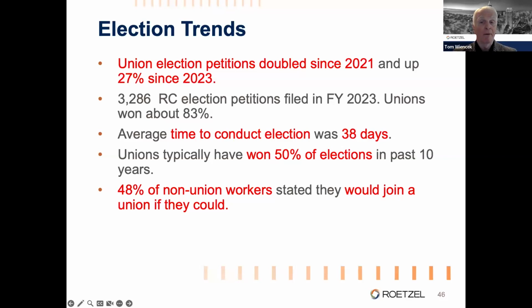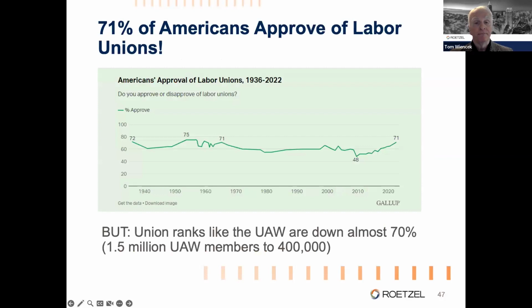So the climate right now, and it may change under Trump, but I think Trump in many respects can be considered sort of a RINO when it comes to unions. The atmosphere right now, I think, is ripe for unionizations. And 71% of Americans now approve of labor unions. That's way up from past times.